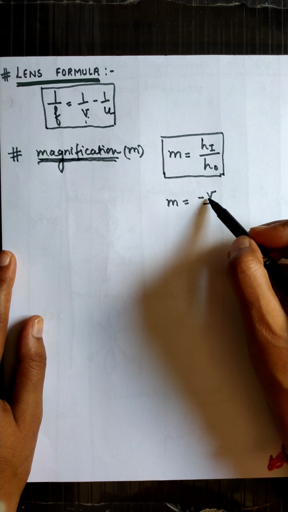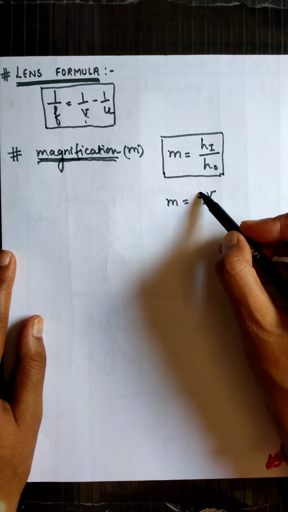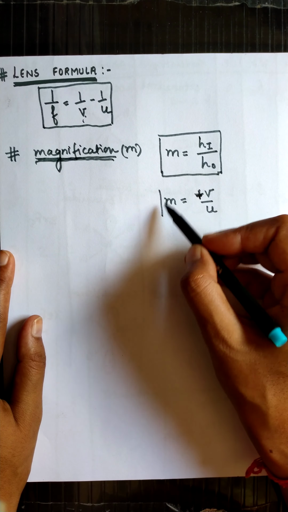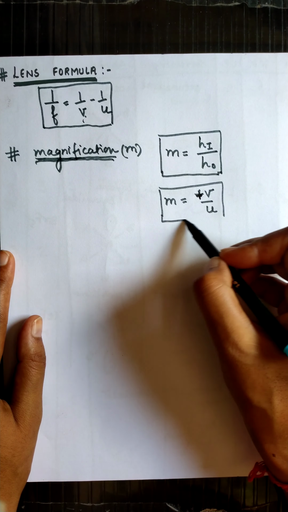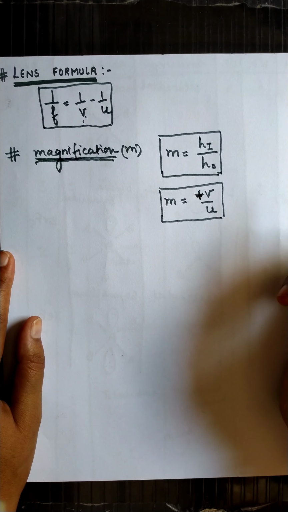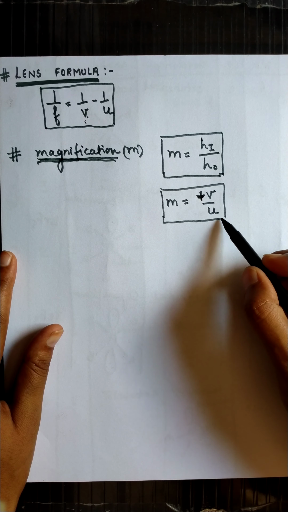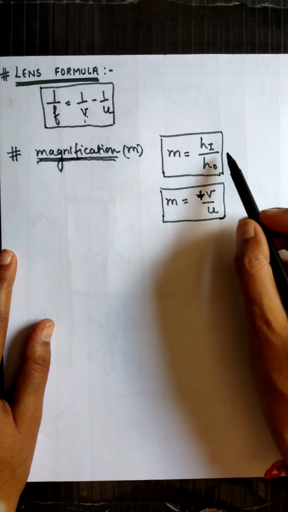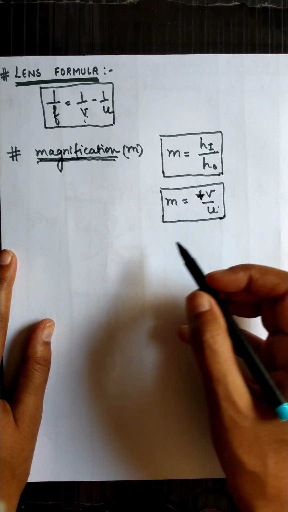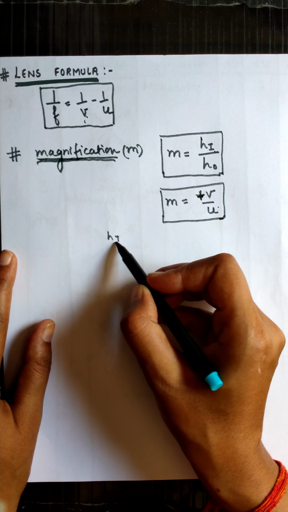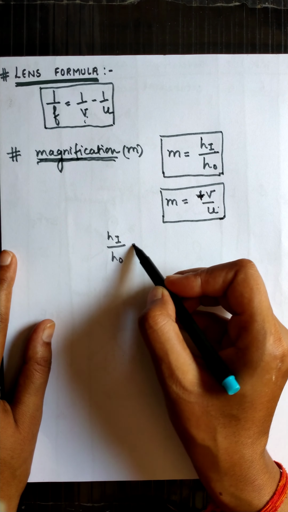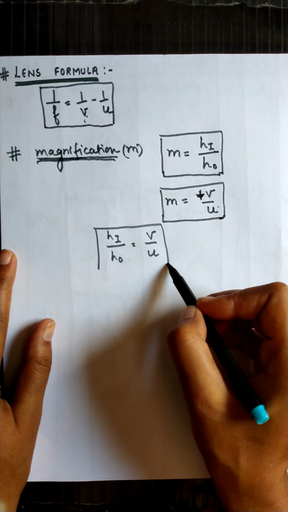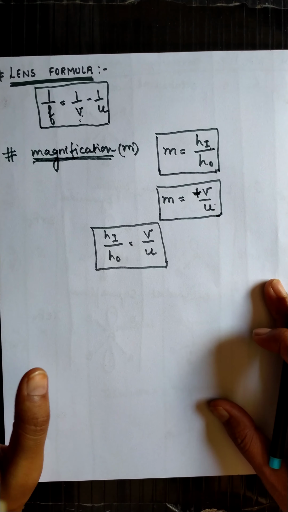So it was minus v upon u in mirror, and it is plus v upon u for the lens. Means we can say magnification is equal to v upon u for the lens. There is no unit of magnification; magnification is unitless. That's why from these both formulas we have one more relation, that is height of image upon height of object is equal to v upon u for the magnification.